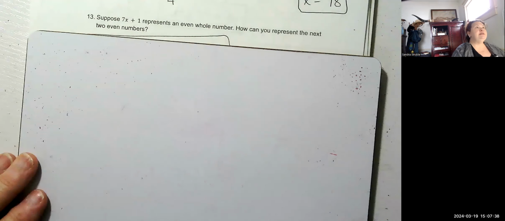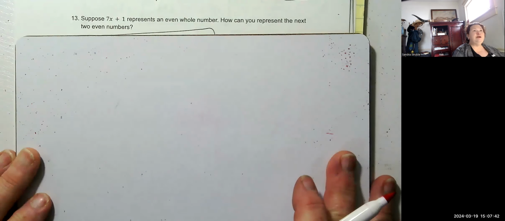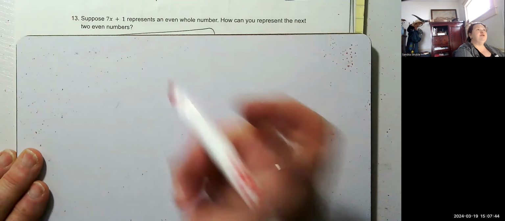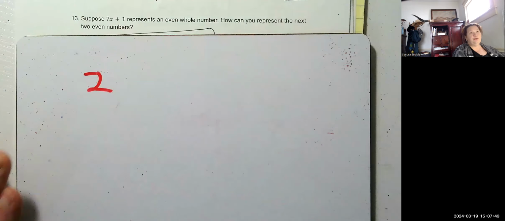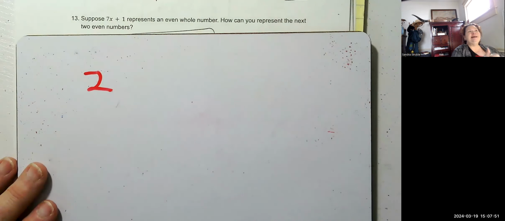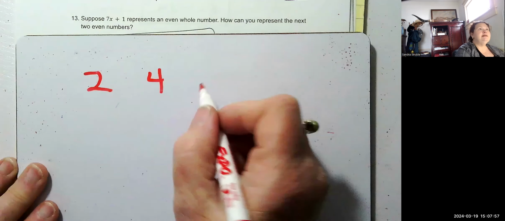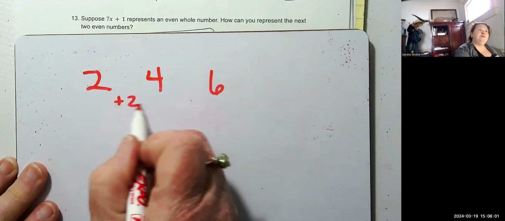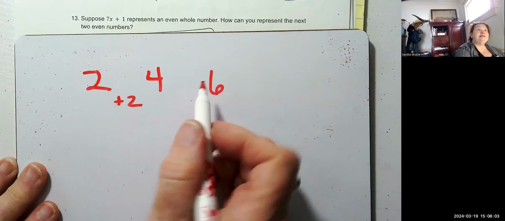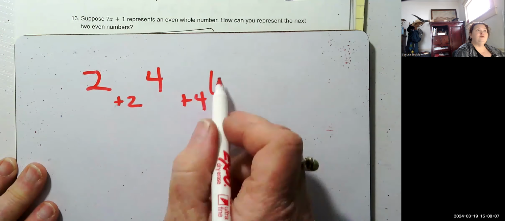Next one. Suppose 7x plus 1 represents an even whole number. How can you represent the next 2 even numbers? Well, if we have an even number that is 2, how do I get to the next even whole number? The next even whole number is 4. What's the next one? 6. So how do we get from 2 to 4? We add 2. How do we get from 2 to 6? We add 4. Okay. 2 plus 4 is 6.